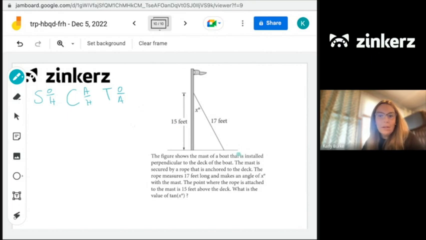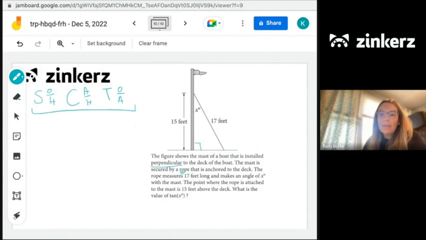So let's take a look here. We have a nice word problem. Now there's a lot of information here. If you read through it, it's actually just describing the picture. The most important piece of information here is that it's perpendicular. If it's perpendicular, it makes a right angle. That means that it's a right triangle, and I can use SOHCAHTOA.